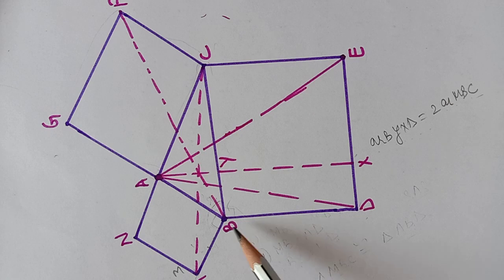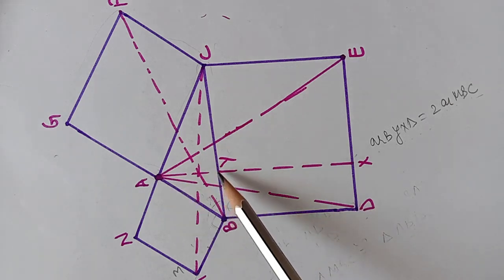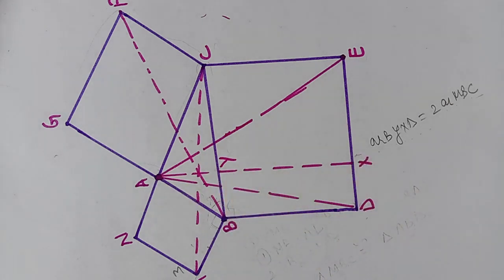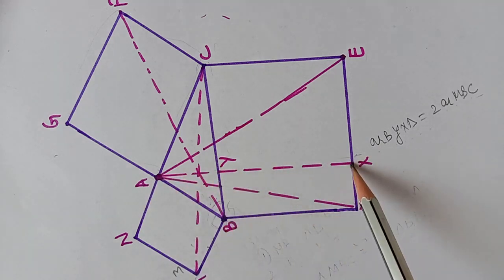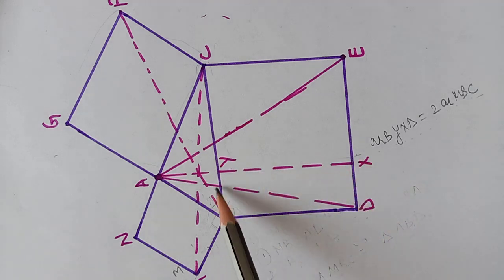In triangle ABD and in parallelogram BYXD. Now you are thinking how I said that it is a parallelogram. Yes, definitely it is a parallelogram. It is given that this is parallel to this and this is a square. So this part is parallel to this. So the opposite sides are parallel. So definitely it is a parallelogram.